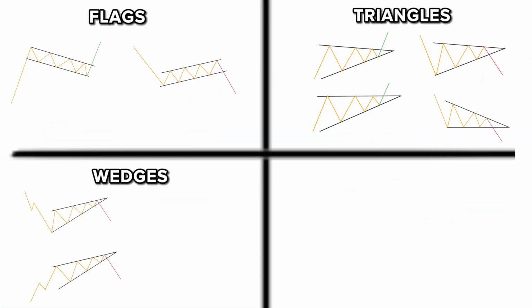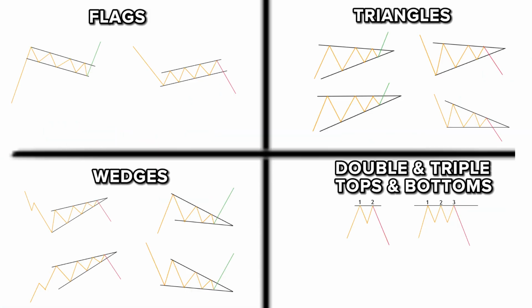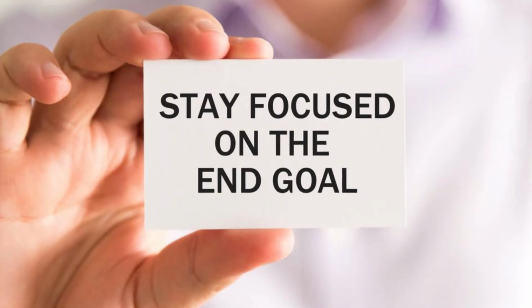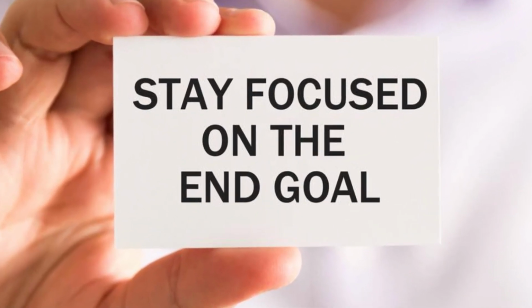Today we're going to step into the fascinating world of chart patterns like flags, triangles, ascending and descending wedges, double and triple tops and bottoms, and how to trade them. These patterns can provide us with key insights into market trends and potential trading opportunities, and we will also use them in conjunction with strong support and resistance levels, trend lines, the RSI indicator, and more. So stay until the end to get full value of this video.